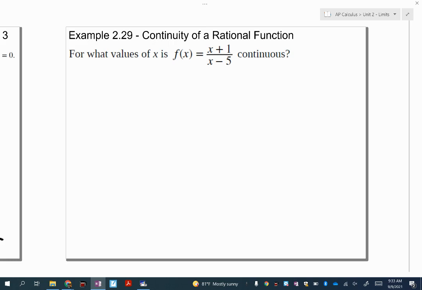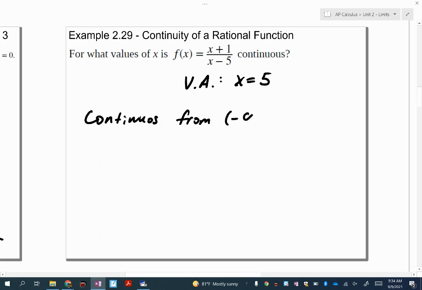Rational functions, we have to be careful because we want to make sure we don't make our denominator equal to 0. So in this case, if I focus on the denominator, I know my vertical asymptote is x equals 5. All right, so this function is going to be continuous on its entire domain from negative infinity to 5 and then 5 to infinity.